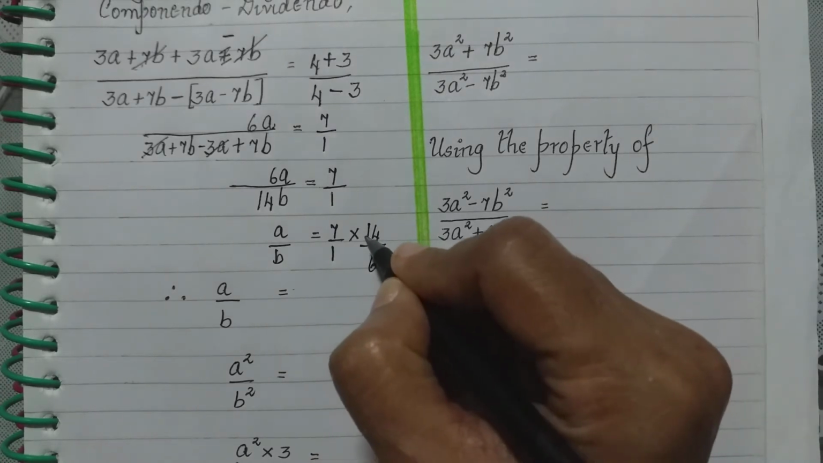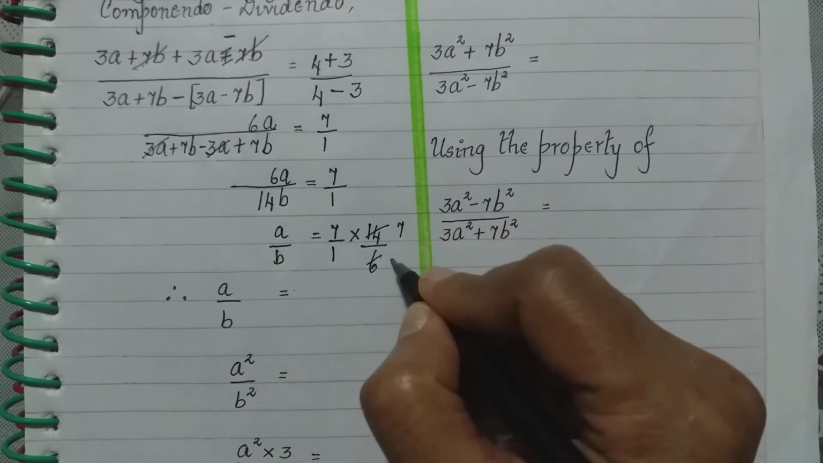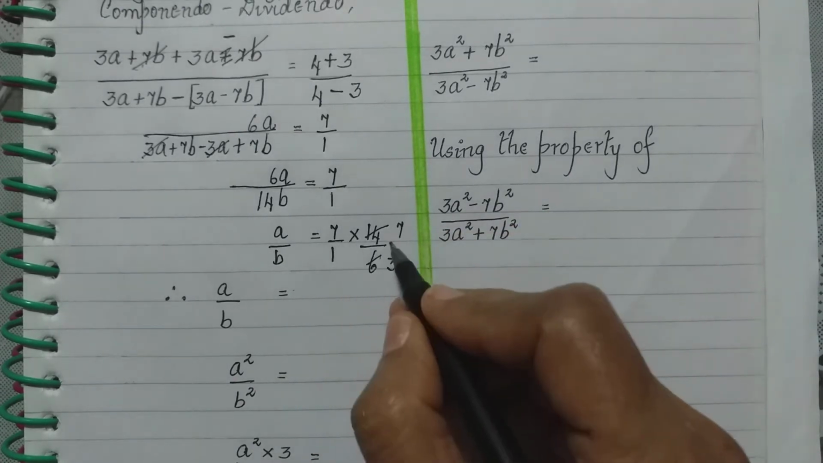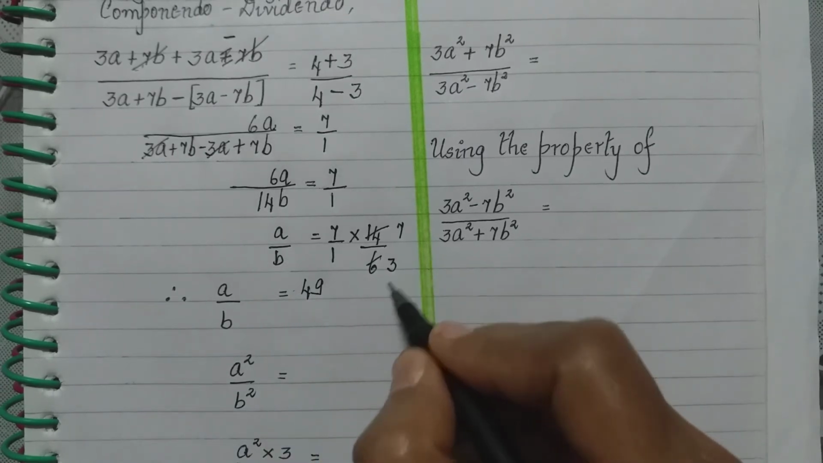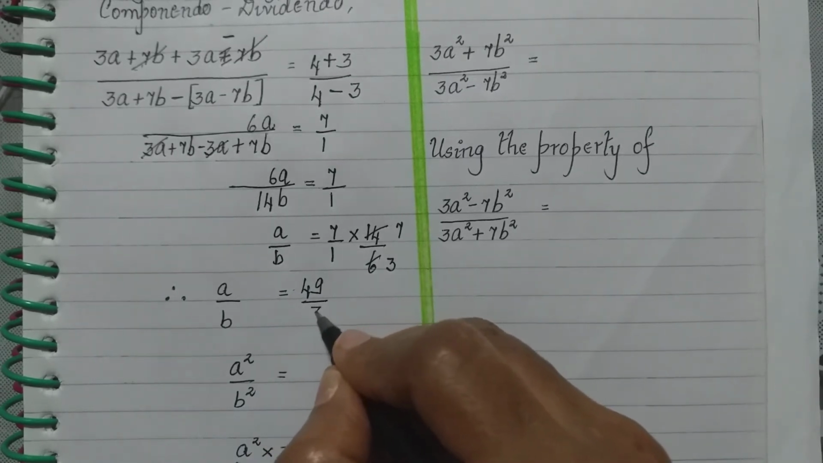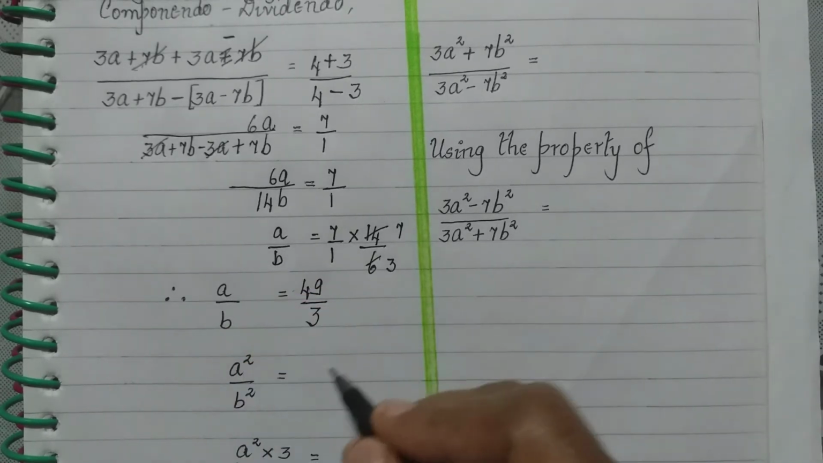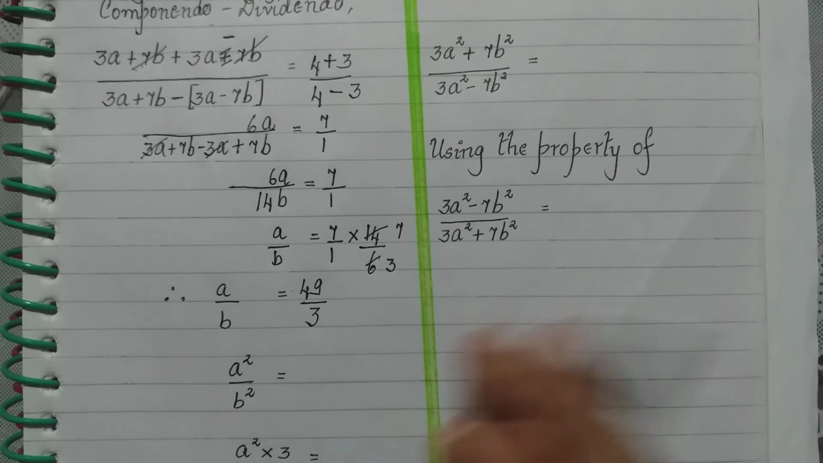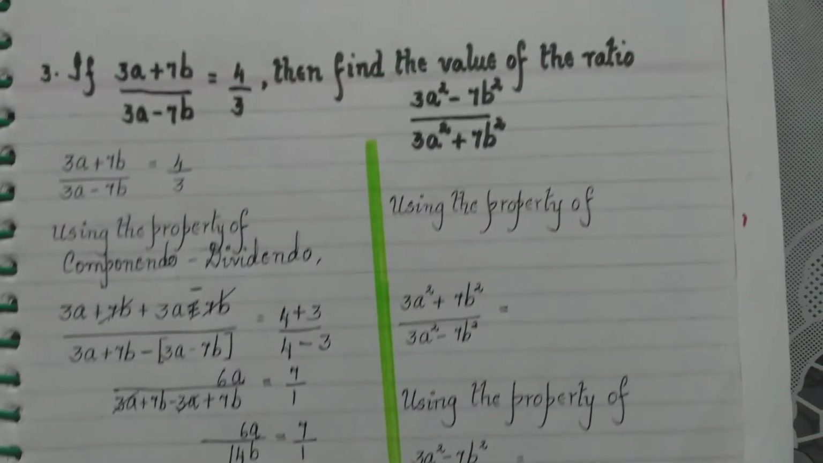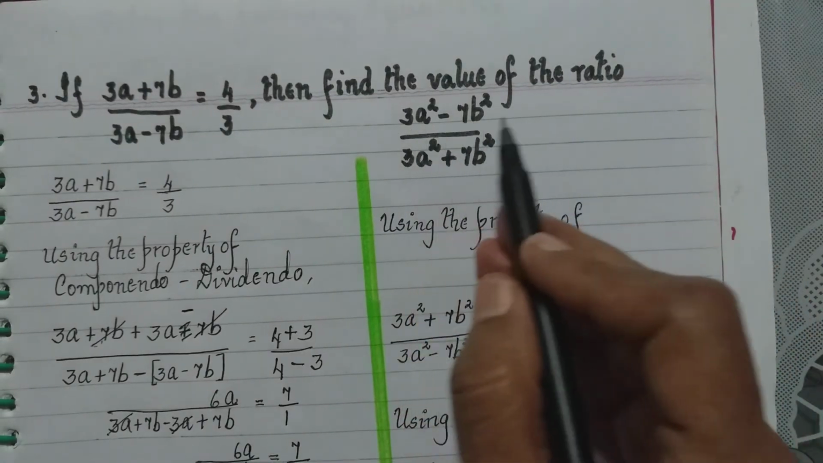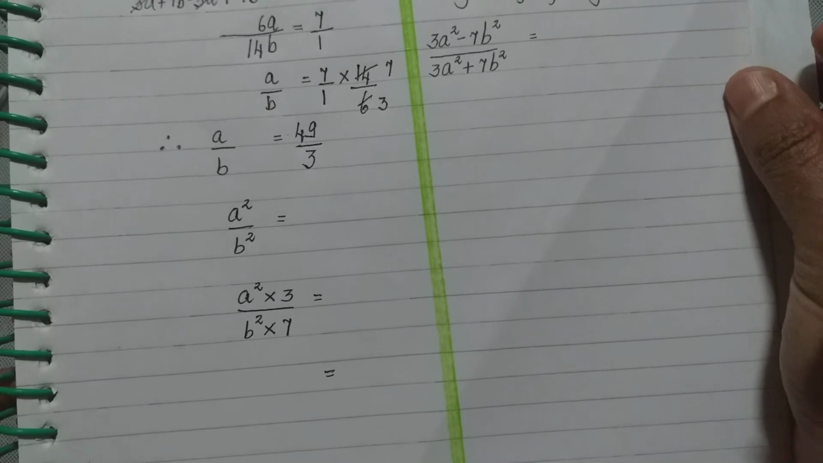Now 2 goes in 14 7 times, 2 goes in 6 3 times. 7 into 7 is 49 upon 1 into 3 is 3. So now we have got the value of a by b. So now I have to find out a square by b square. Why do I find a square by b square? Because in my question I have square terms. So I have to find what is a square by b square.